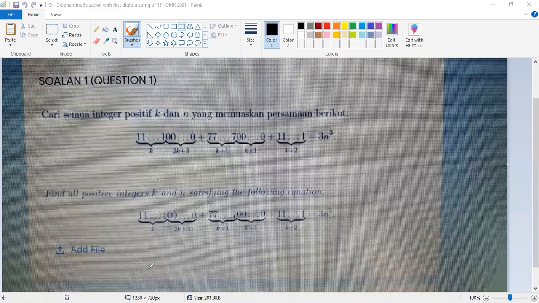The equation looks a bit complex: a number with k ones repeated, followed by 2k plus 3 zeros, plus a number with k plus 1 sevens followed by k plus 1 zeros, plus a number with k plus 2 ones, equals 3n cubed. So how do we find such an equation? We want solutions in positive integers.